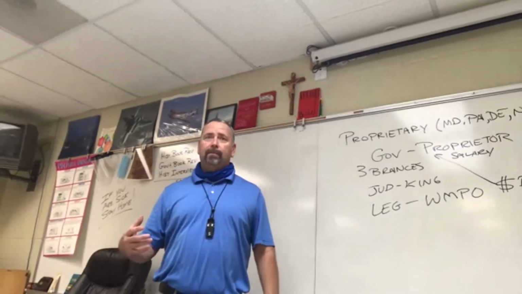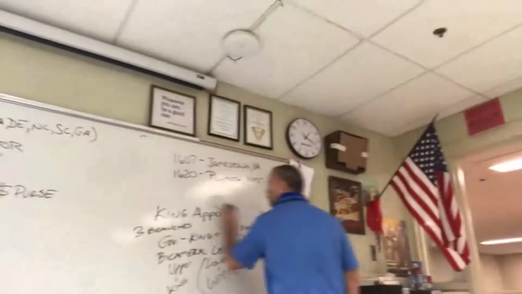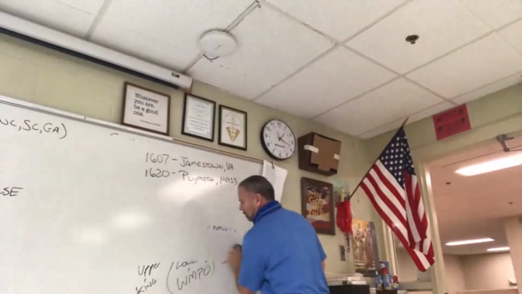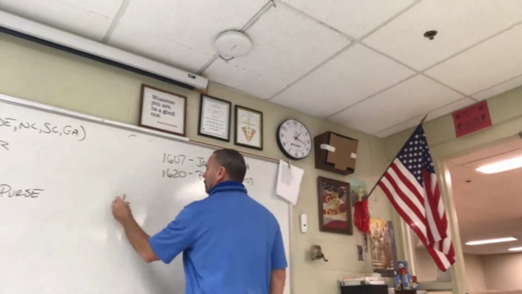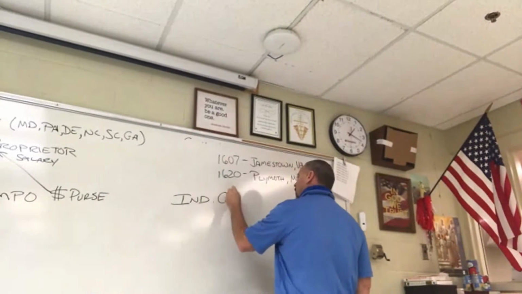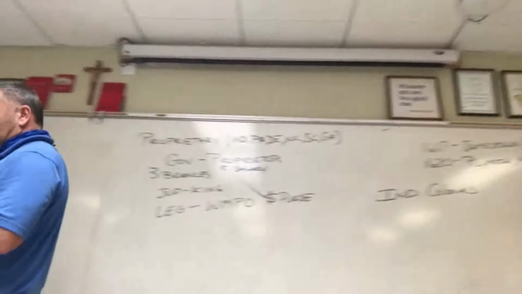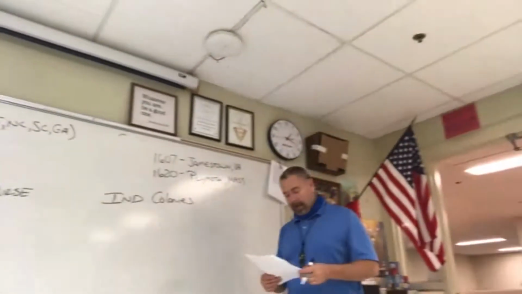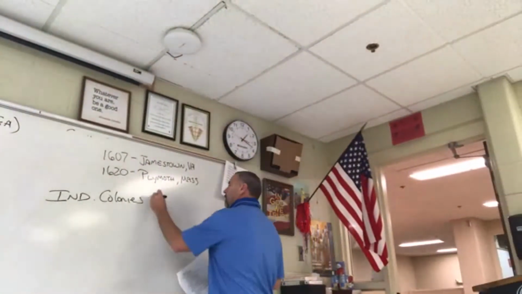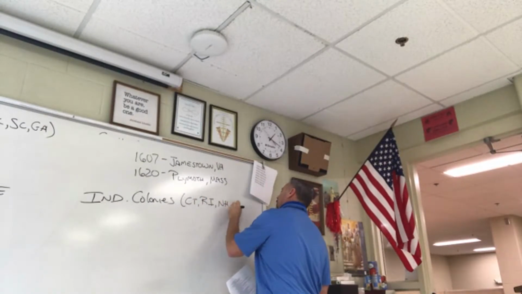In the system, third type of colony. There's different names for these, but we're going to call them independent colonies. Now, these were colonies that were started without any explicit charter from the king. And they include Connecticut, Rhode Island, there it is, New Hampshire, and Massachusetts.